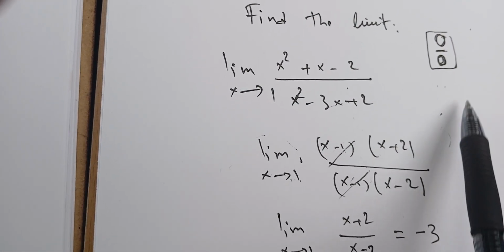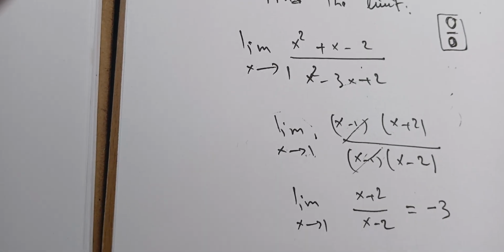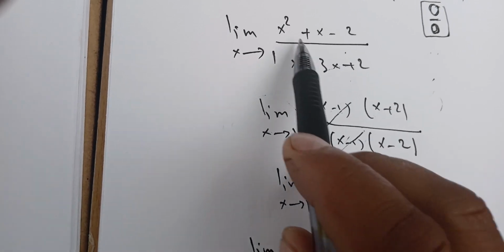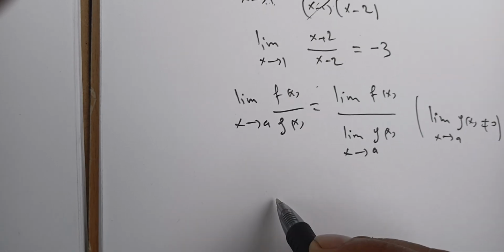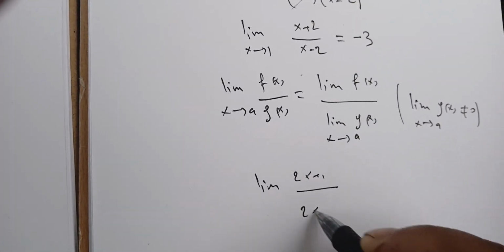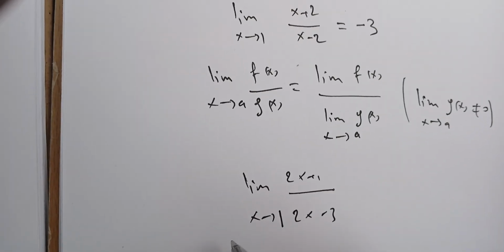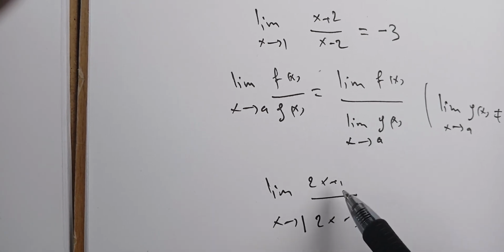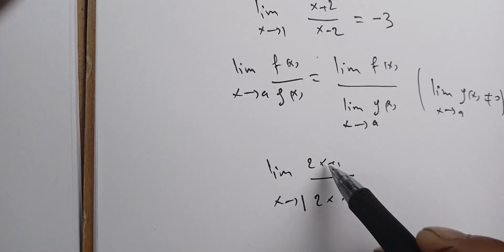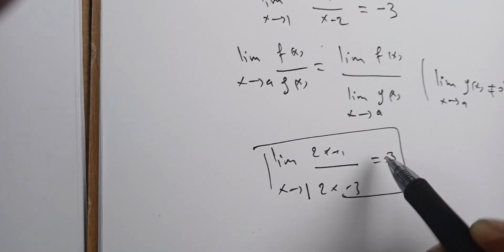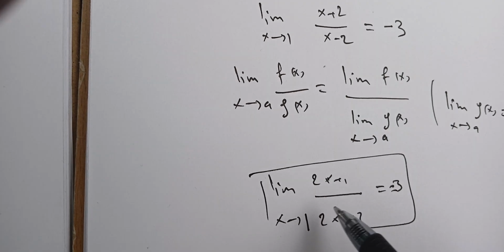There are other techniques that we can use. There is one technique that says if you have this form, you can just use the derivative. So this limit is going to be 2x plus 1 over 2x minus 3 as x goes to 1. We differentiate the first function and the second function, and therefore we can evaluate again. So we get 3 over minus 1, which is minus 3. So this is L'Hopital's rule. It does help, and it's very helpful.